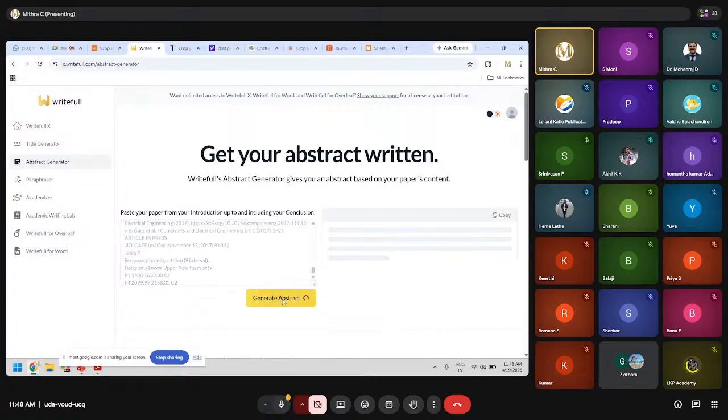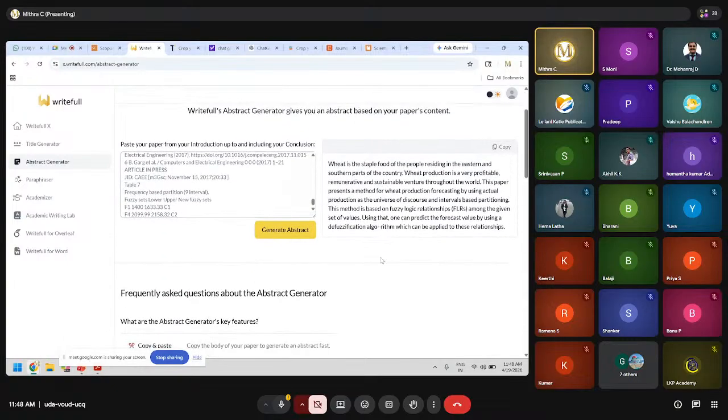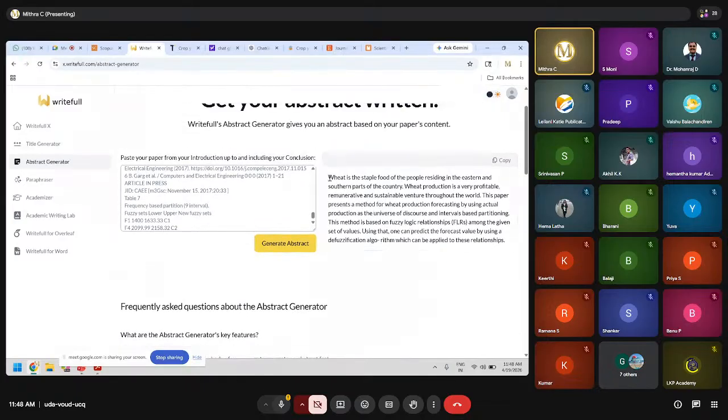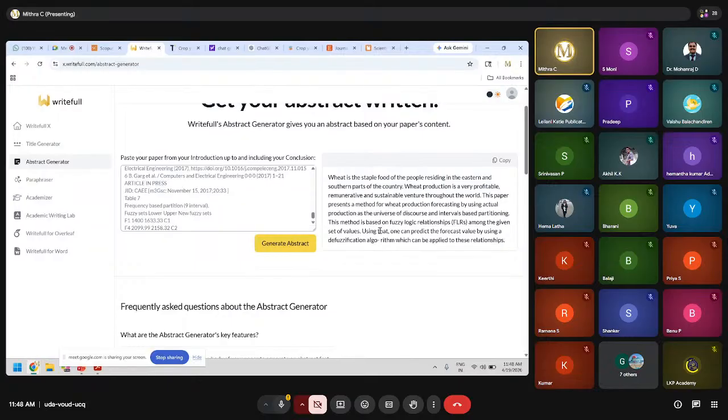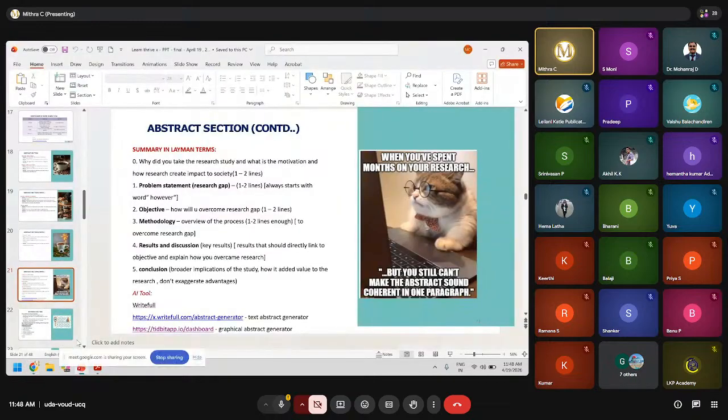Generate abstract. So till the conclusion we need to paste, but just for a sample I'm telling you. Based on your paper content, it will give you the proper abstract, so there is no need for you to generate it manually. The AI tool will itself help you generate all this content. Hope you're clear with the abstract generator. I have used several tools, but Rightful is the one which retains the meaning of the paper. That is why I have suggested it.